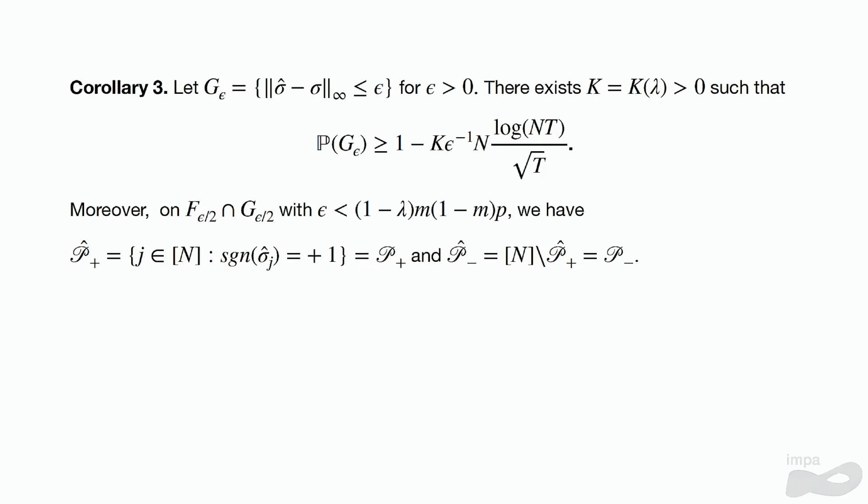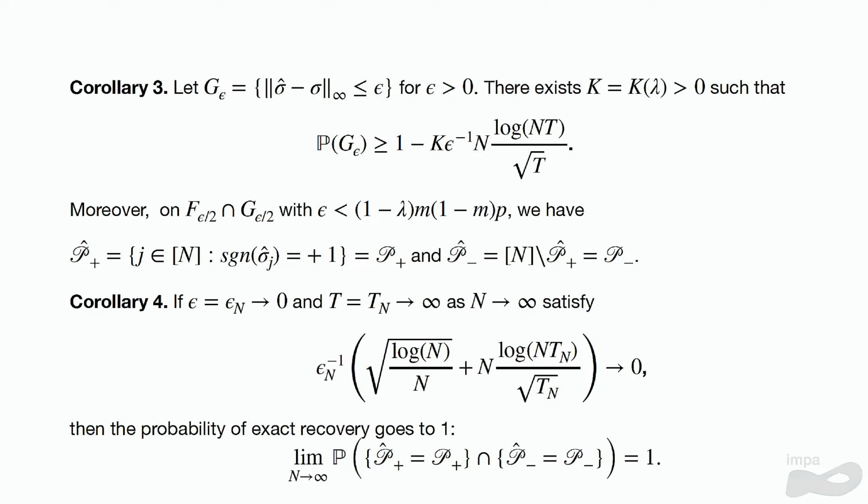And so that's the way we can find these two sets, right? I take the vector sigma hat and look at the sign of each coordinate. If it's positive, the vertex is estimated as excitatory, and otherwise inhibitory. So this gives me a procedure to find the sets.